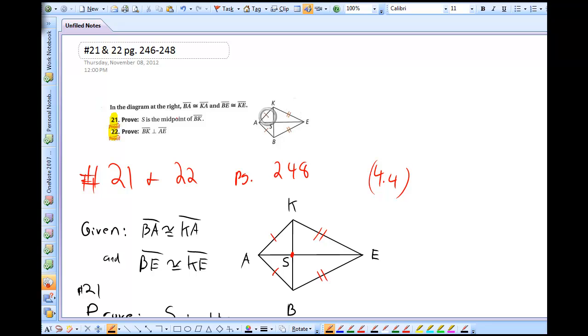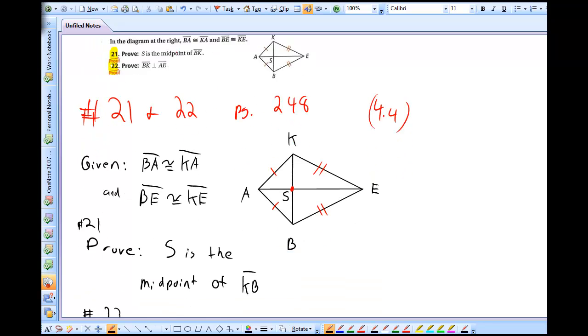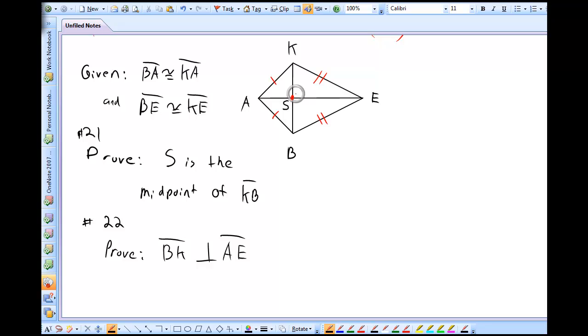Now, they already give us two sets of congruent segments, or congruent sides in this figure. Let's assume for a second that S is the midpoint of BK. If S is the midpoint, that means it cuts this segment in half. So if we can prove that SK is congruent to segment SB, then that'll be enough to say that S is the midpoint of segment KB. Because if it's the midpoint, it'll cut this thing in half.